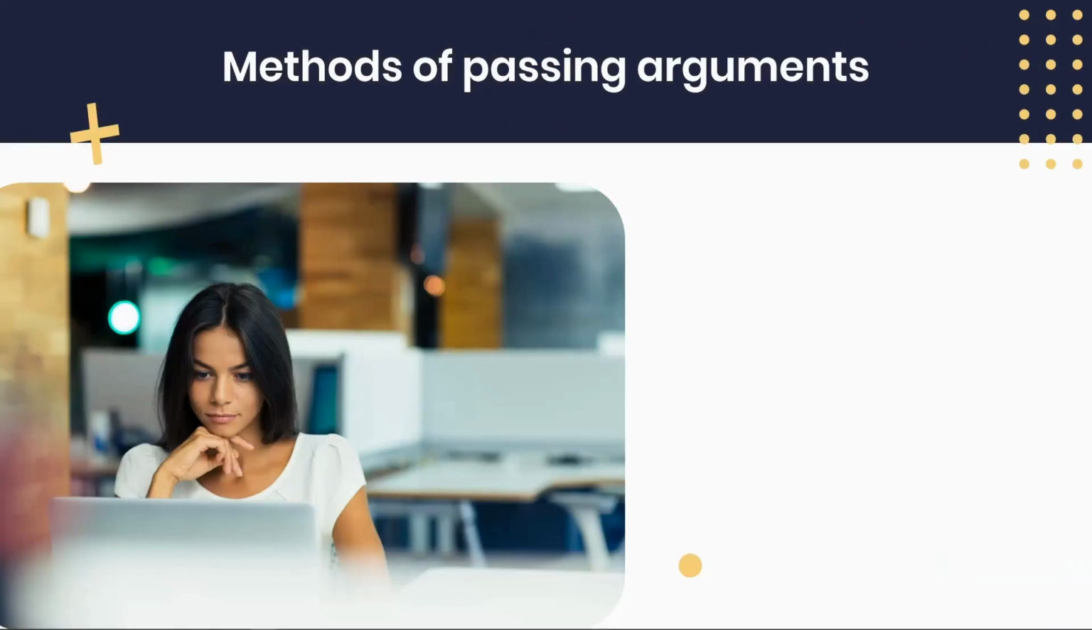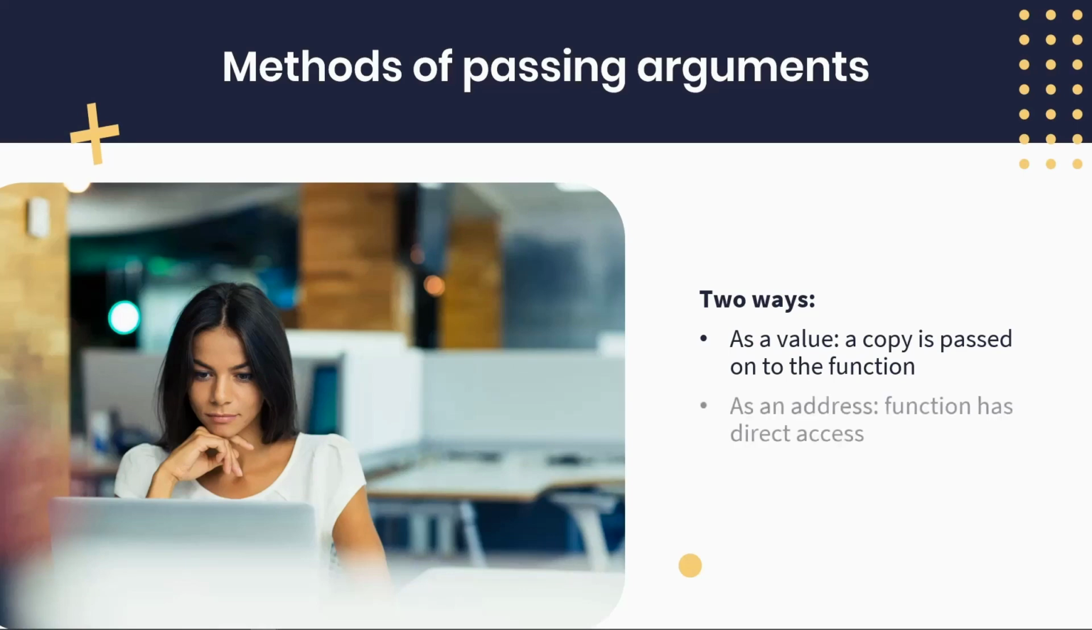A function can receive arguments in two ways. The first way in which this can be done is receiving the argument as a value, which means that a copy of whatever the function is going to be working on is passed on to the function. The other way in which it is done is by passing the address of the variable that the function is going to be working on. This means that the function would directly access whatever is contained in that address and also directly modify it.